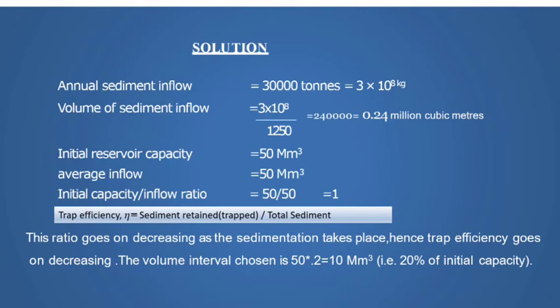And another relation that we have to remember is trap efficiency is equal to sediment retained by total sediment. What sediment is retained and what sediment is coming to the reservoir. The ratio between that is trap efficiency, which is represented by eta. And the volume interval chosen is, as I said, 20%, that is 20% of initial volume, 50 into 0.2, 10 million meter cube.